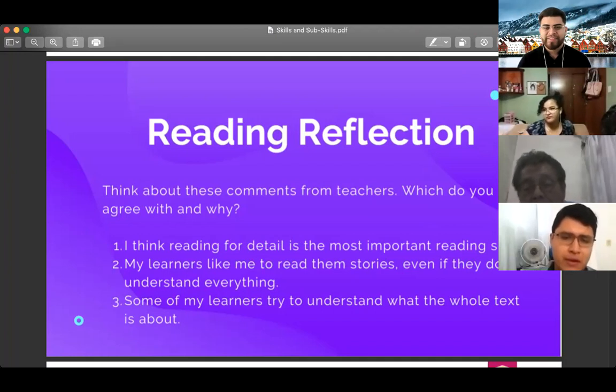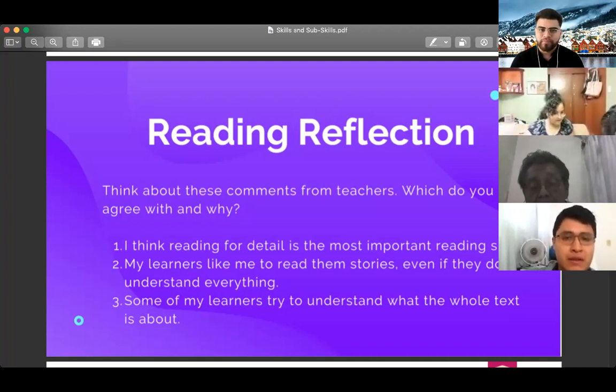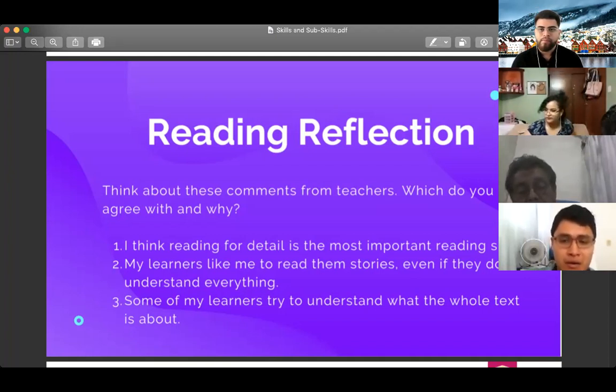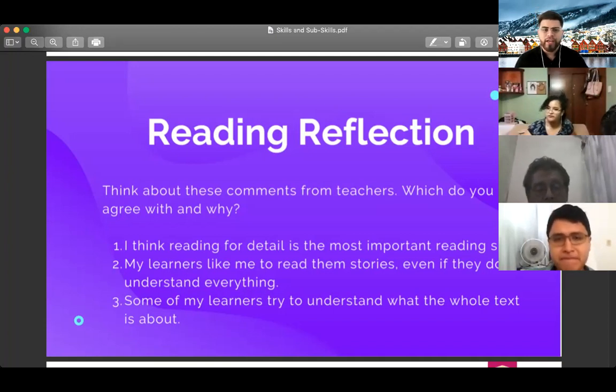I don't agree with that because we don't always need to read to find just detail in a text. Sometimes we need to extract more information, and we need to use some other strategies that can help us to identify the information we need. And if we just apply detail, or if we consider detail is the most important, we wouldn't be using other good strategies. Nice, very good, very well worded.